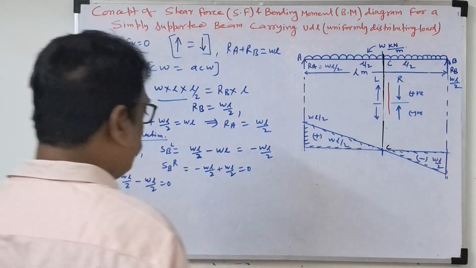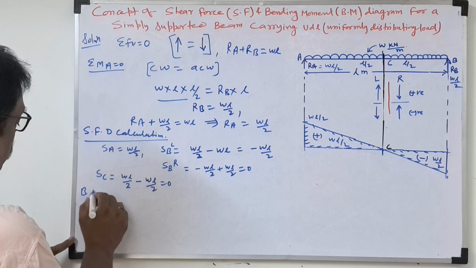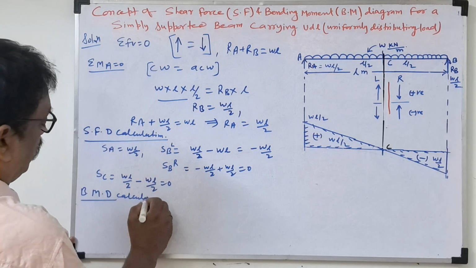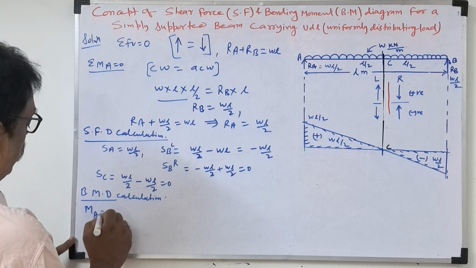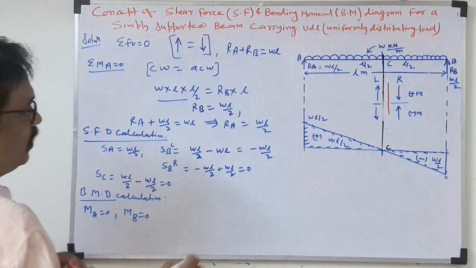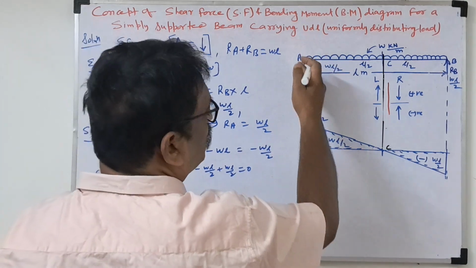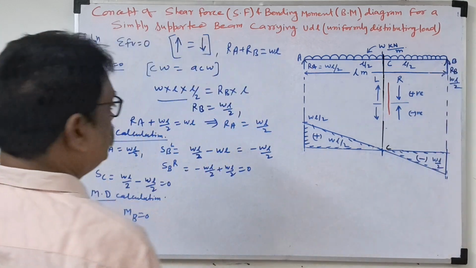Now we'll find the bending moment diagram. Before the bending moment diagram, we'll find the calculations. So bending moment MA will be 0 and MB will be 0. Why? Because taking the bending moment at point A, no load is passing through this point. If B is also taken from the right side, no load, so both will be 0.